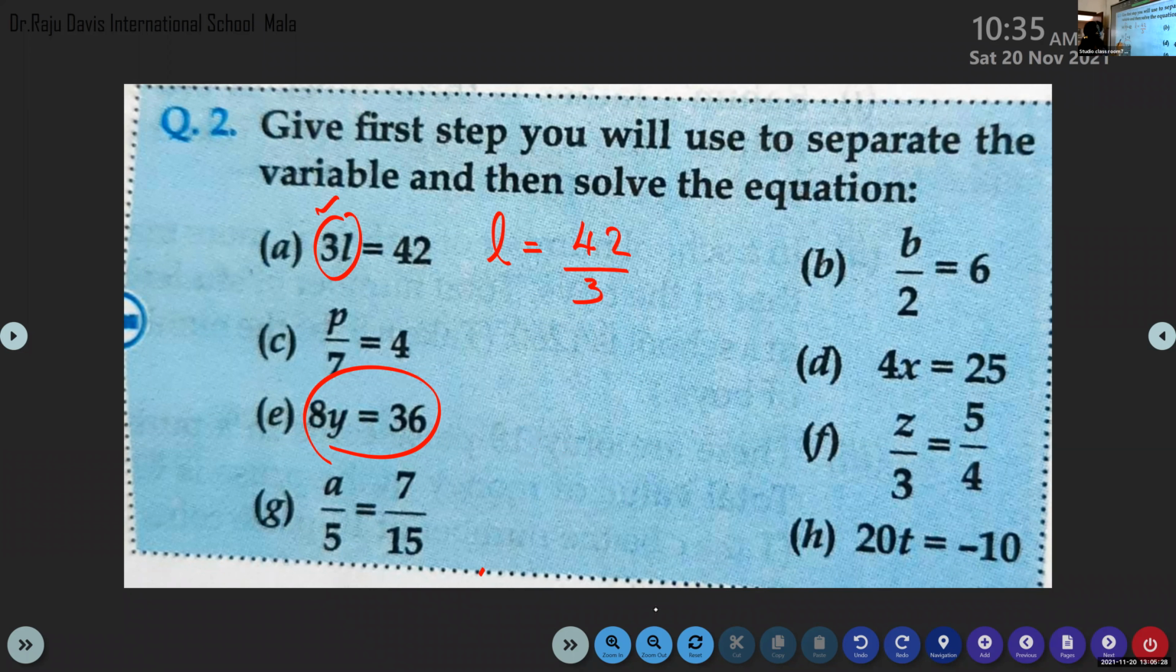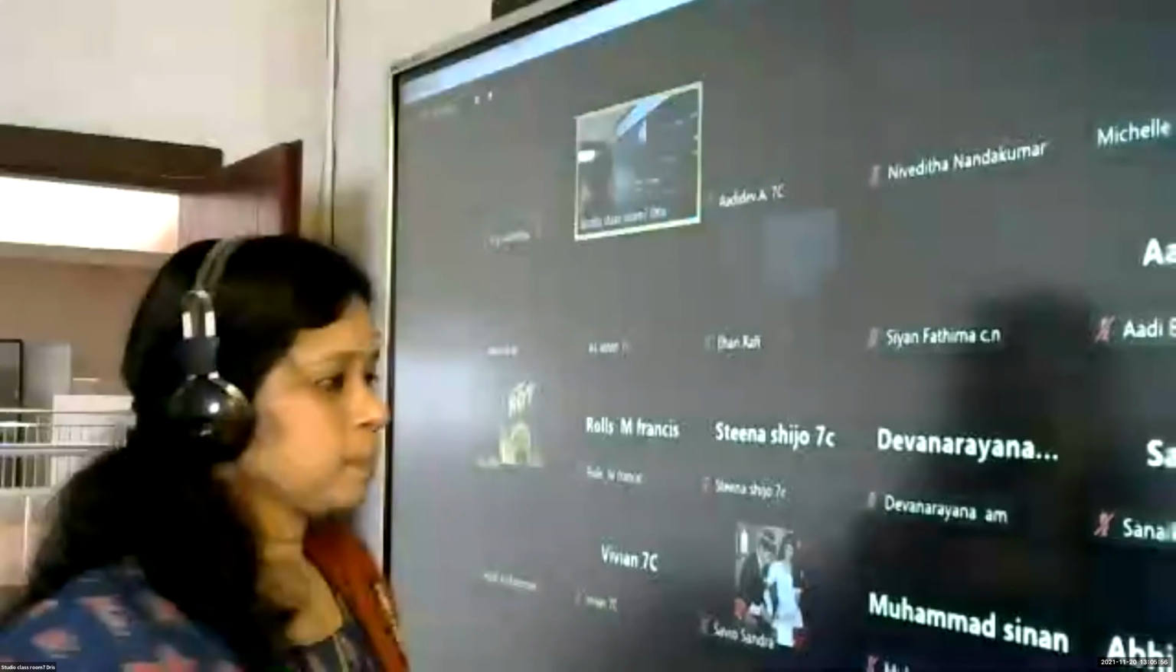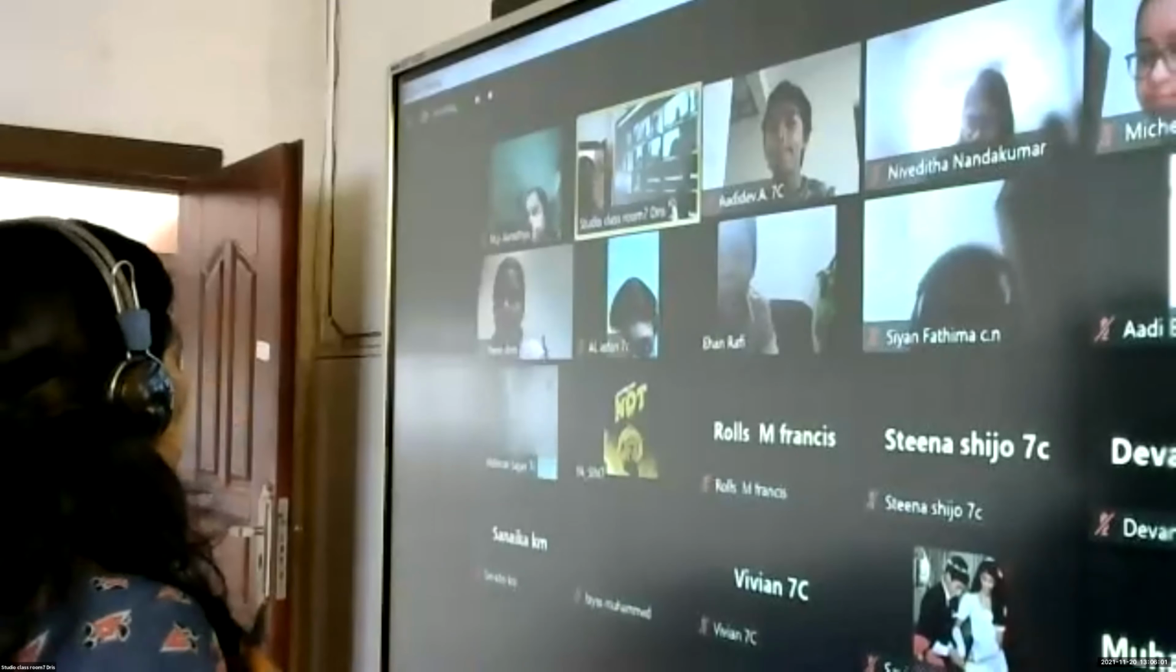In this problem you can see p by 7 is equal to 4. So what happens? When you transpose, 7 becomes the numerator. p is equal to 4 into 7, so p is equal to 28 we will get. Isn't it? So you know how to transpose the numbers and find the solution. Yes, ma'am.